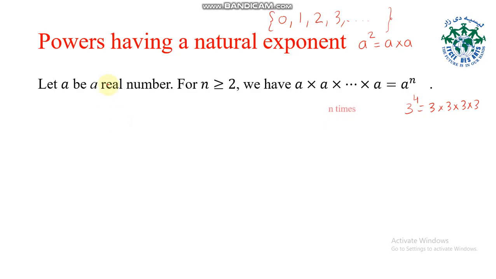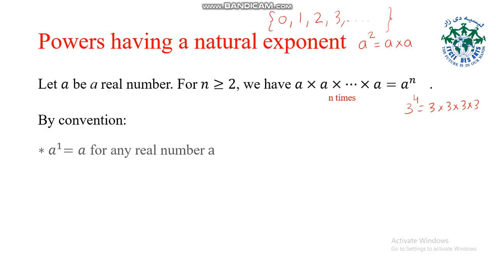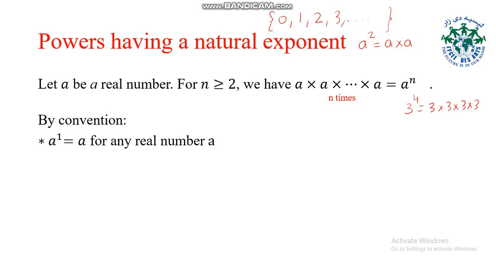So in general, if a is any real number and n is a natural number greater than or equal to 2, we have the product a times a times a, n times, so it will be a raised to the exponent n. What about the case when n is less than 2, not greater than or equal to? When n is 1 or n is 0.